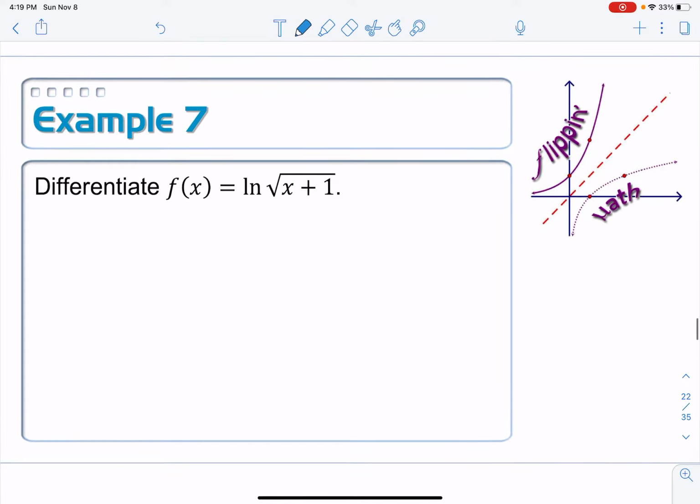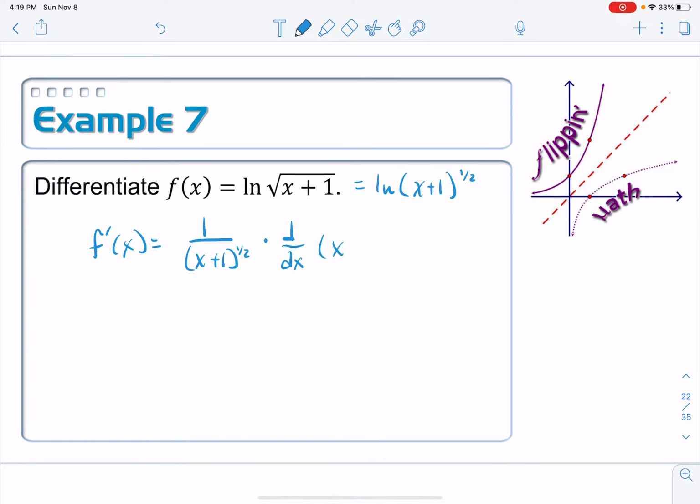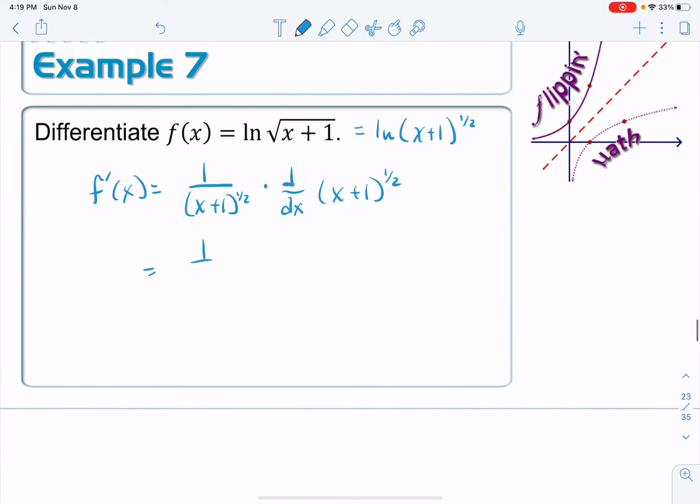But before I do that, I'm going to rewrite this as the natural log of x plus 1 to the 1/2 power. All right, so f prime of x is equal to, it is natural log, so I get to just do a u prime over u. I'm going to start this with 1 over x plus 1 to the 1/2 power, and then multiply it times the derivative with respect to x of x plus 1 to the 1/2 power. Okay, so on this part, of course, I'm going to leapfrog this guy down and use the power rule on it. Let's bring the other stuff down, though.